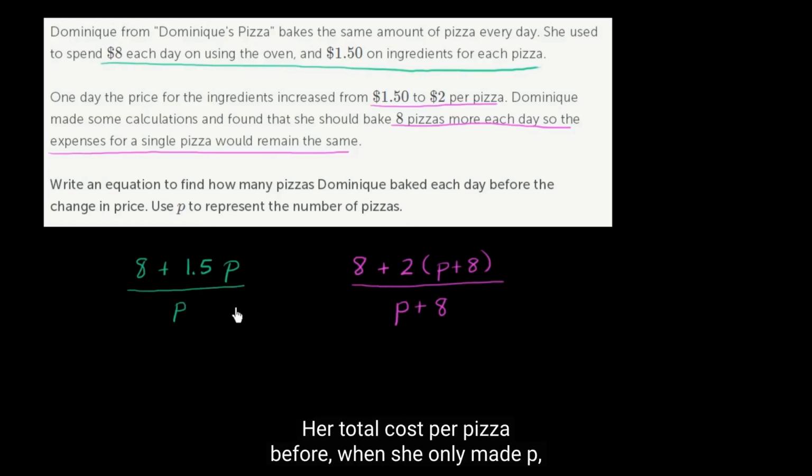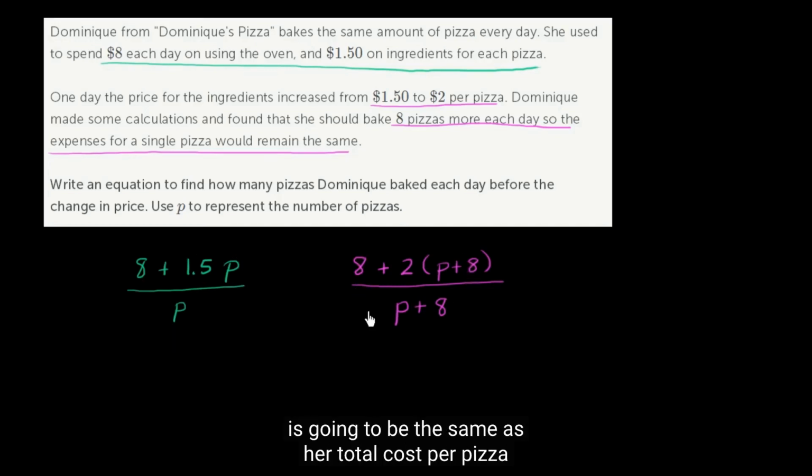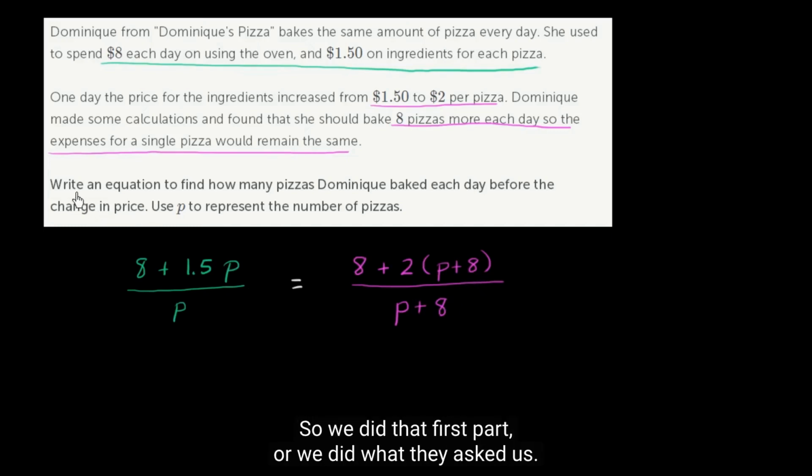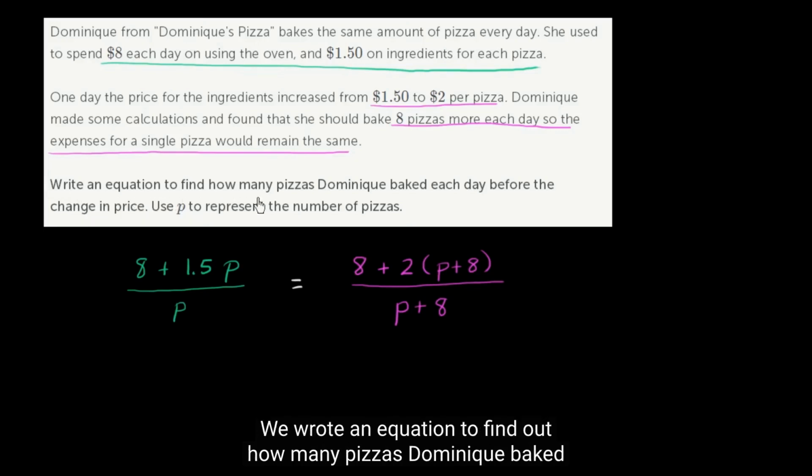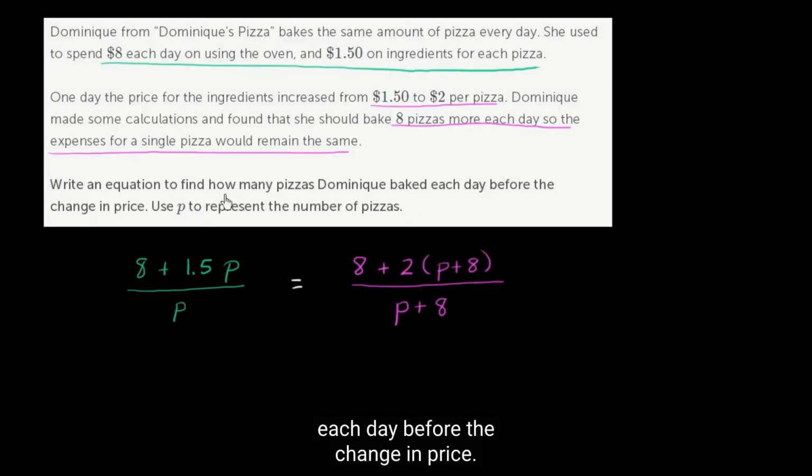Her total cost per pizza before, when she only made P, is going to be the same as her total cost per pizza when she's making P plus 8 pizzas. So these two things need to be equal. So we did that first part, or we did what they asked us. We wrote an equation to find out how many pizzas Dominique baked each day before the change in price, and we used P to represent the number of pizzas.